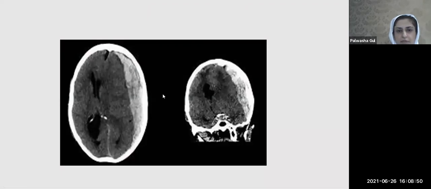This is actually not my case. I've taken the image from the internet, but many of you would see that this is an acute subdural hematoma. What's so special about it?